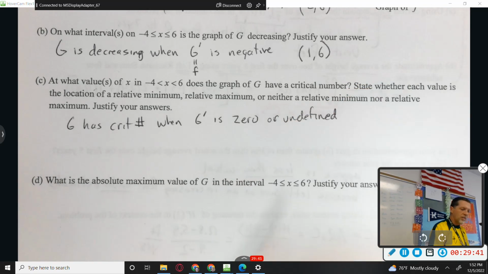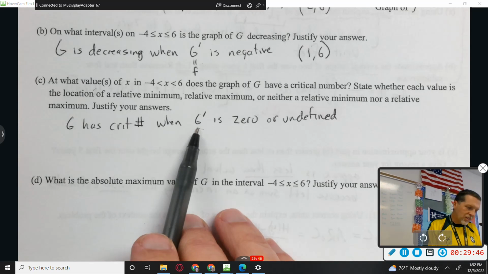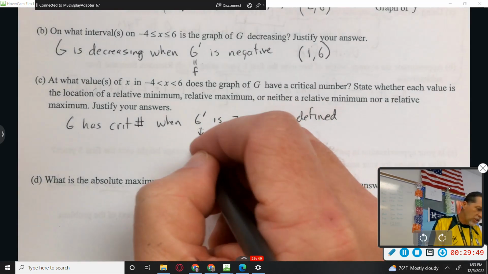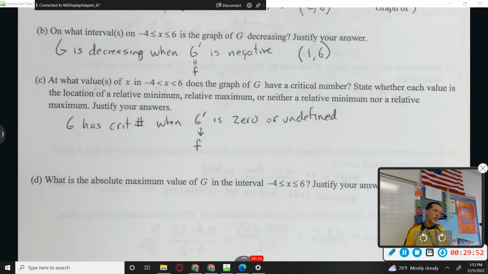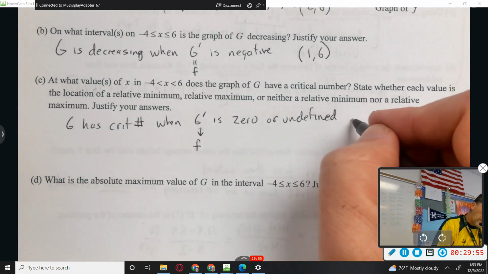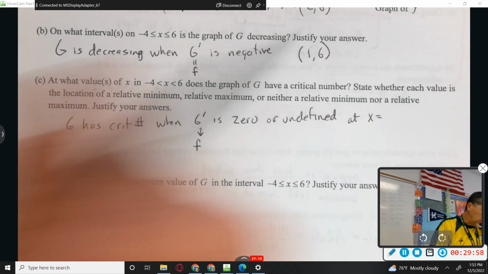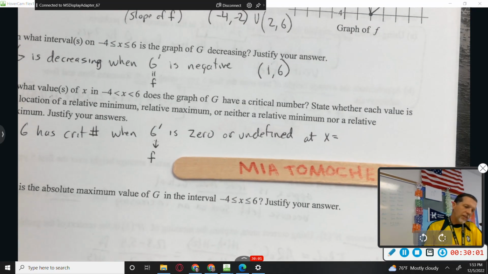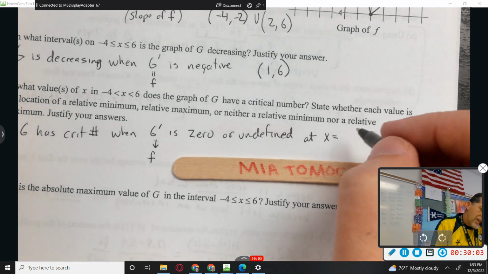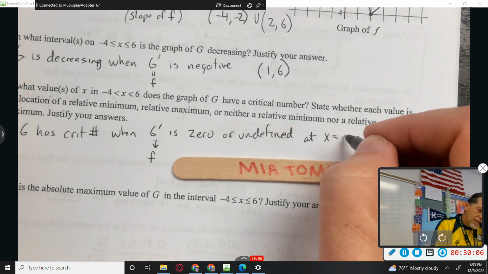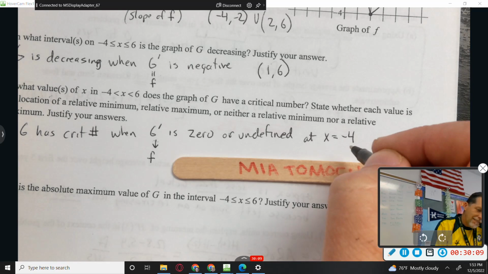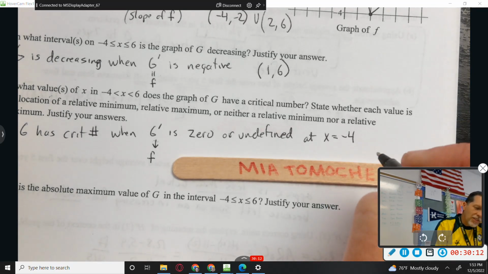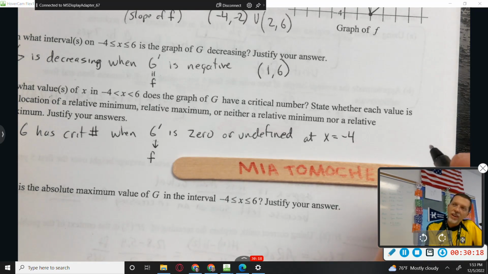So answer it in terms of G, and then now we'll translate to F. So G prime is F. So all I care about is when F is 0 or undefined. So, Mia, where is F 0 or undefined? -2, 0. Wait, I don't think f is undefined at -2. F prime is undefined at -2, right? But f at -2 is 6. There is a value there.